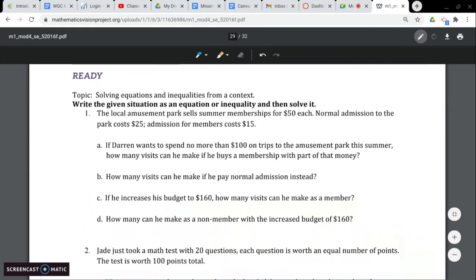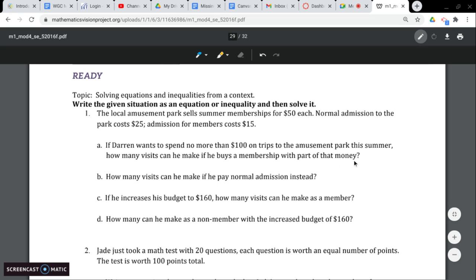What we're looking at here is the local amusement park sells summer memberships for $50 each. Normal admission to the park costs $25. Admission for members costs $15. If Darren wants to spend no more than $100 on trips to the amusement park this summer, how many visits can he make if he buys a membership with part of that money?